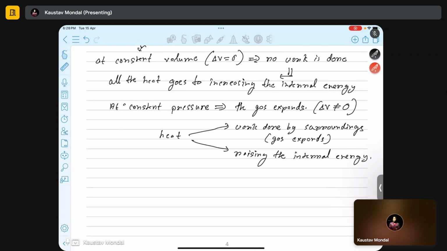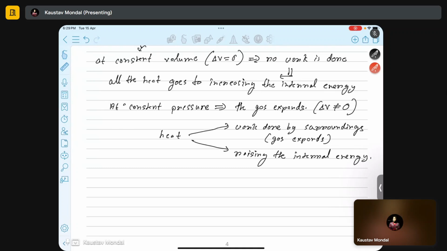So the heat basically divides into two parts. One part would be using the work done by the gas, and one part would be used to raise its internal energy. So these are the two ways that heat would be used.